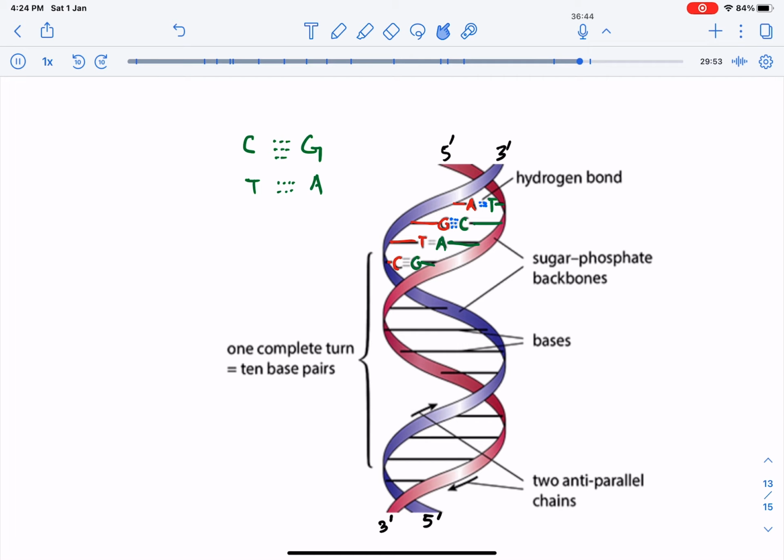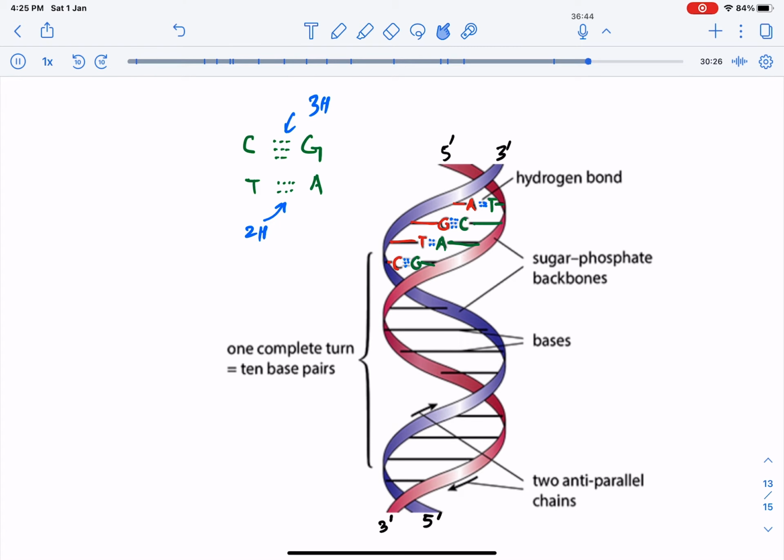As I told you about this specific base pairing, there are 2 hydrogen bonds in between adenine and thymine, and there are 3 hydrogen bonds in between guanine and cytosine, and 2 hydrogen bonds in between adenine and thymine. So this is the double helical structure of DNA.